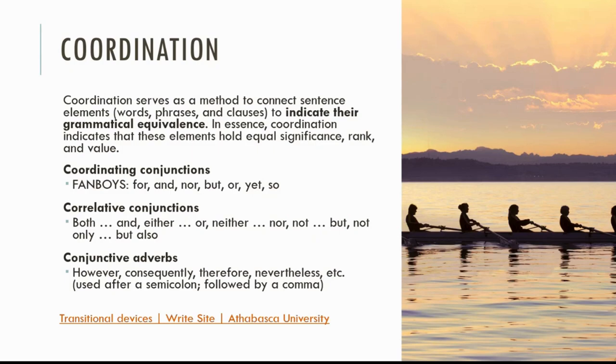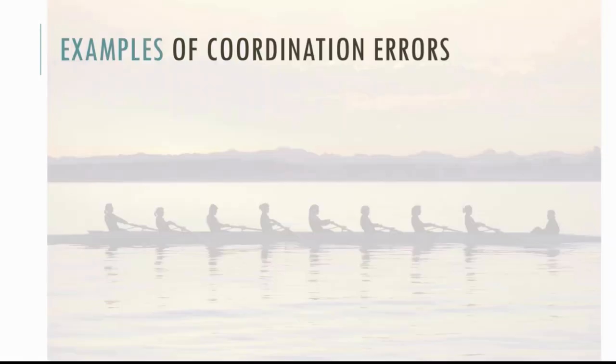Okay, thanks. All right, so our first error is a coordination error. The way that you can think of this is just that different elements, like clauses in the sentence, are equal. You want them to be equal in some way. And you can use the conjunctions that we've been seeing, like the fanboys, to show their equity between them. So I'm going to show some examples.